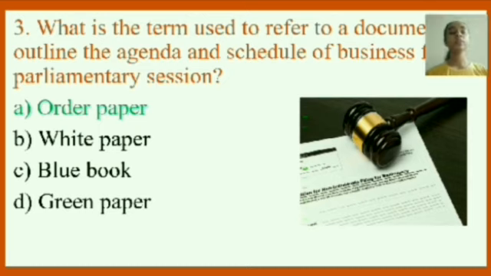What is the term used to refer to a document that outlines the agenda and schedule of the business for a parliamentary session? Option A, order paper. Option B, white paper. Option C, blue book. Option D, green paper. And the correct option is order paper. Order paper is a term used to refer to a document that outlines the agenda and schedule of the business for a parliamentary session.